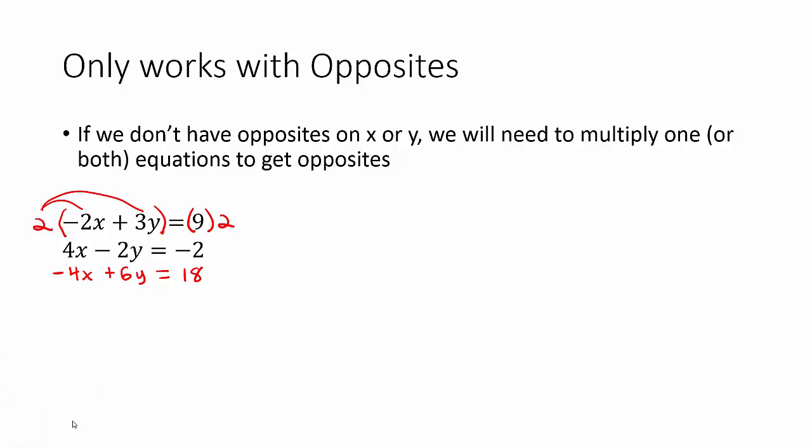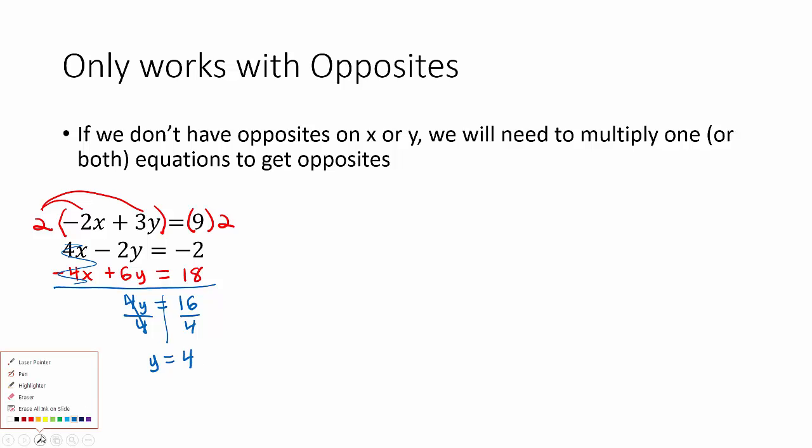Now I have a new second equation, but it's got the opposites I want, so that 4x minus 4x will be 0. Negative 2y plus 6y is 4y. Negative 2 and 18 is 16. And we can solve this quite nicely by dividing by 4 to find out y is equal to 4. Still need to find x, so we'll go back to one of the original equations. I'm going to pick the second equation this time because those numbers look smaller. Just picking one, though. Both work.